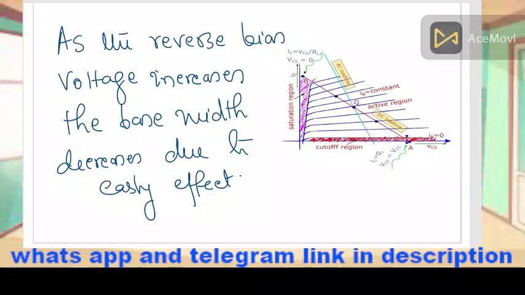In the next lecture, we will see the reasons or factors of the Early effect and more about the output characteristic, the concept of faithful amplification, and what happens to different biasing voltages, AC and DC.